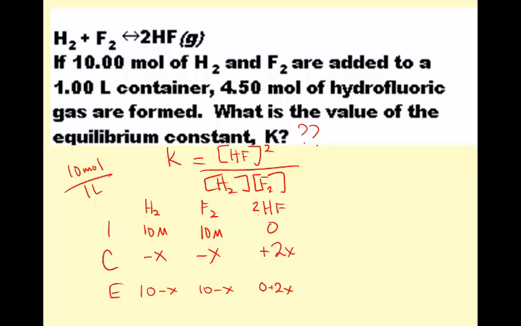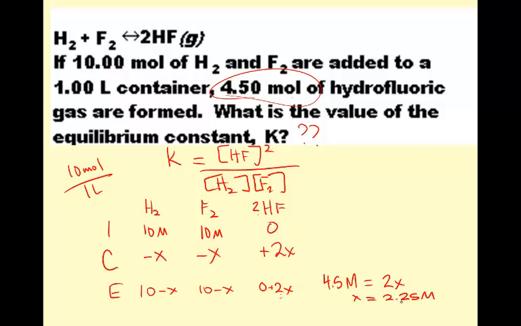Okay. Hey, but look, there's something else in this problem that we didn't have in the others. We know that 4.5 moles of hydrofluoric acid are formed at equilibrium. Okay. So we do know this. We do know the equilibrium concentration. So the equilibrium concentration of HF is 4.5 moles per 1 liter. So 4.5 molar is equal to 2X. So X is going to be equal to 2.25 molar. So now we do know X. This is very, very fortunate, all right?